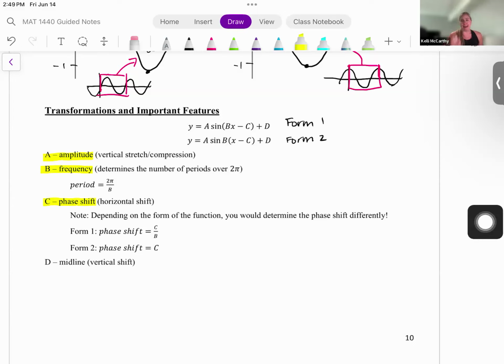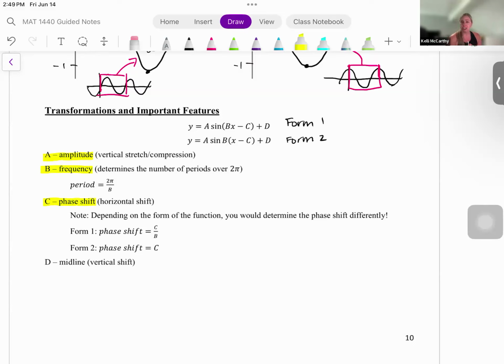It's really a toss-up on how you're going to have that function provided for you. So I do think that there's some value in being familiar with both of these forms. If this is too much for you, then cross out one of these forms and cross out how to find the phase shift for that particular form, and just always manipulate the given function to make sure that it matches the form that you are most comfortable with.